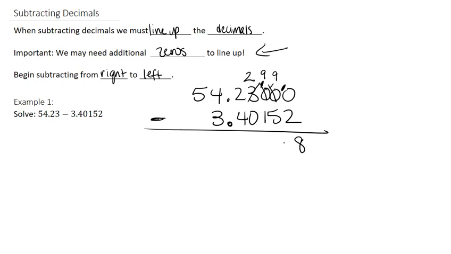9 minus 5 is 4. 9 minus 1 is 8. 2 minus 0 is 2. And then 2 minus 4 can't be done. So we need to go ahead and borrow from the 4, make it a 3. Then that 2 now becomes a 12. So 12 minus 4 is 8. We bring down that decimal straight down.